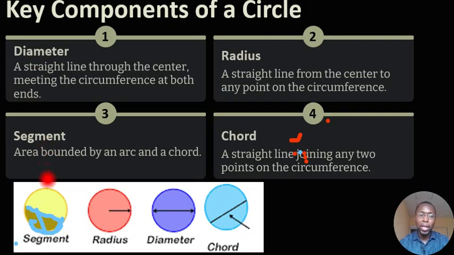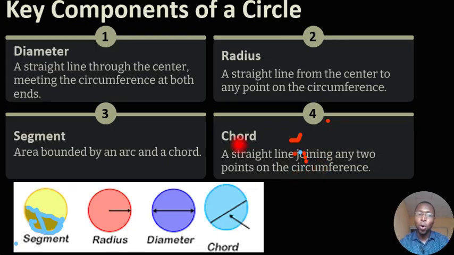So a segment is a region bounded by a chord, the straight line, and an arc. All right. And lastly, we have the chord. Like I said earlier, a chord is a straight line joining any two points on the circumference.